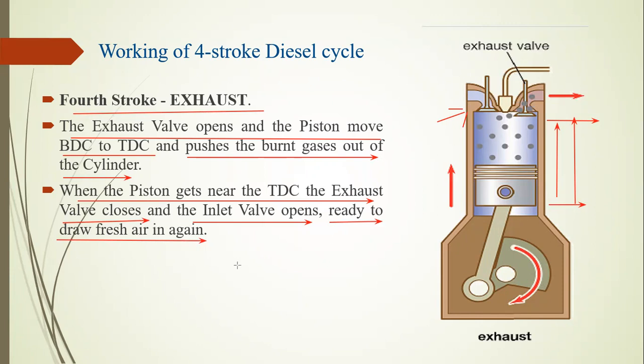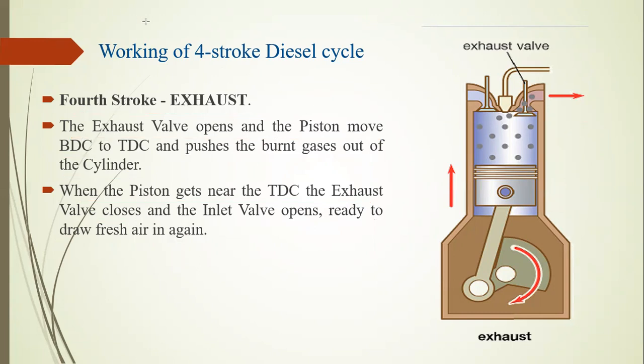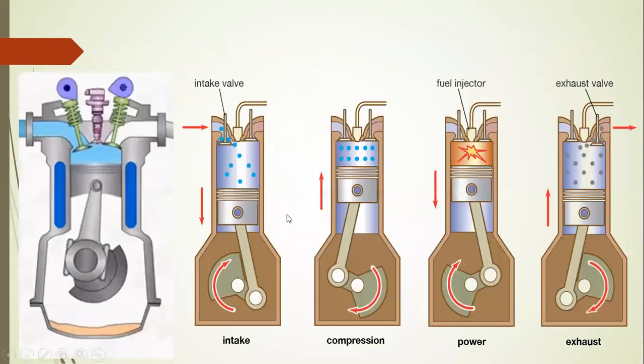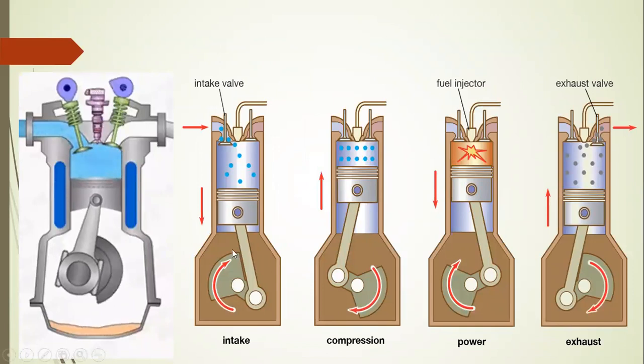Whenever the next cycle starts, the piston moves from its top dead center to bottom dead center, creating a vacuum. Let's see the whole cycle in one drawing.